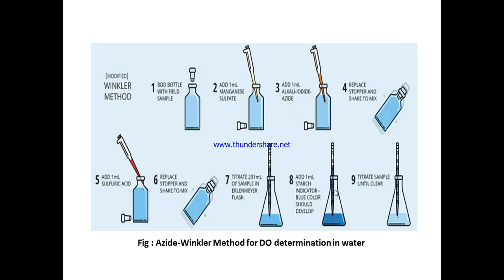Then the color changes from blue or bluish green to colorless. We note down the final volume, and then we calculate the DO. Then we store the bottle for 5 days at 20 degree centigrade. After 5 days we take out the bottle, we determine the final DO, and then we find out BOD by the formula: DO consumed, that is initial DO minus final DO, into the dilution ratio.